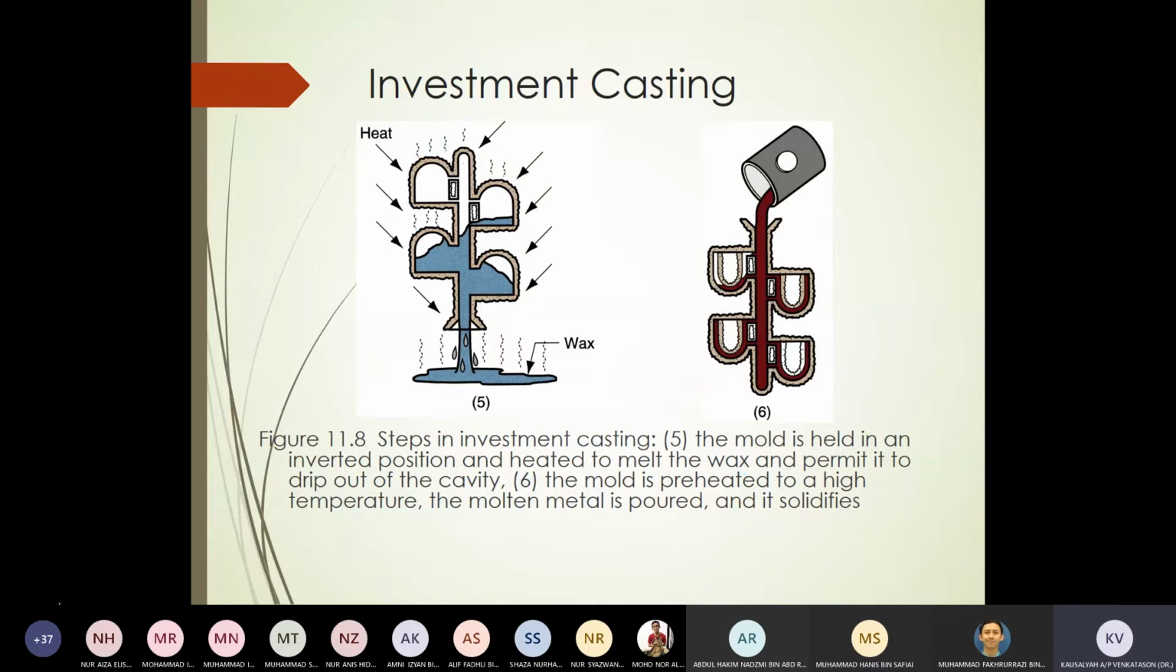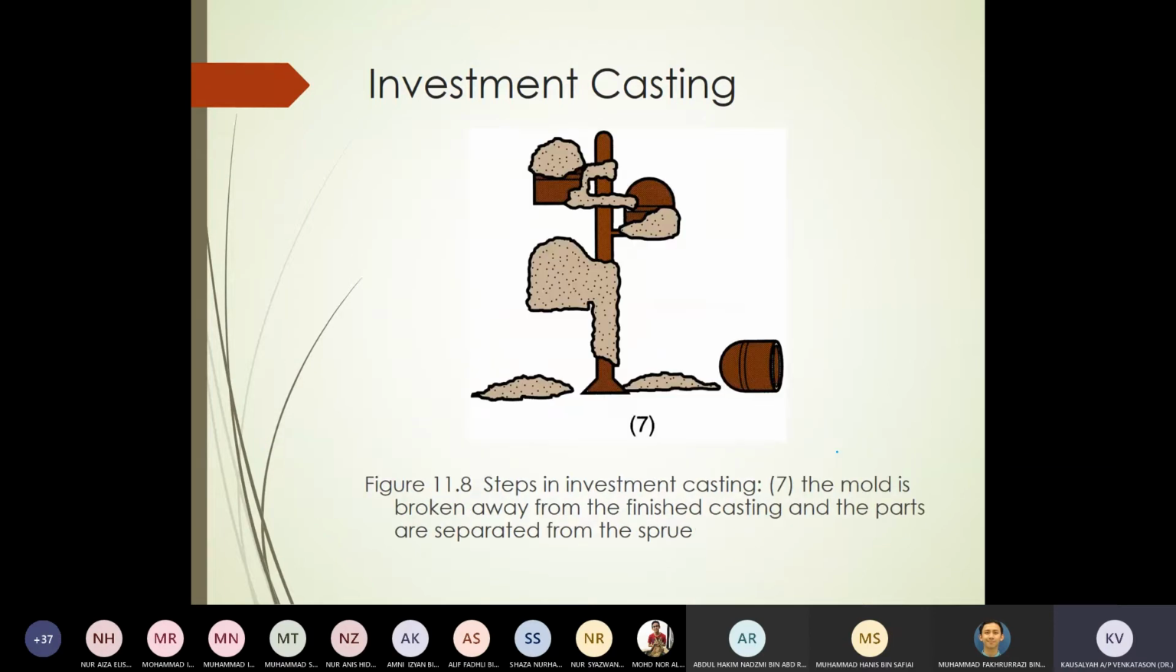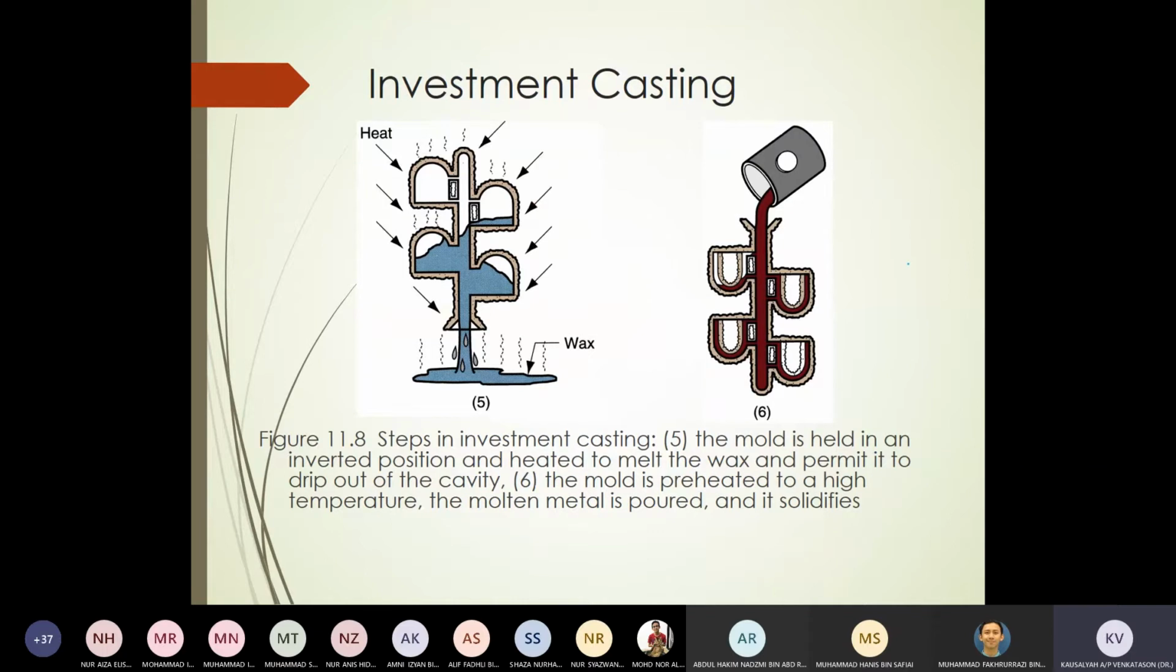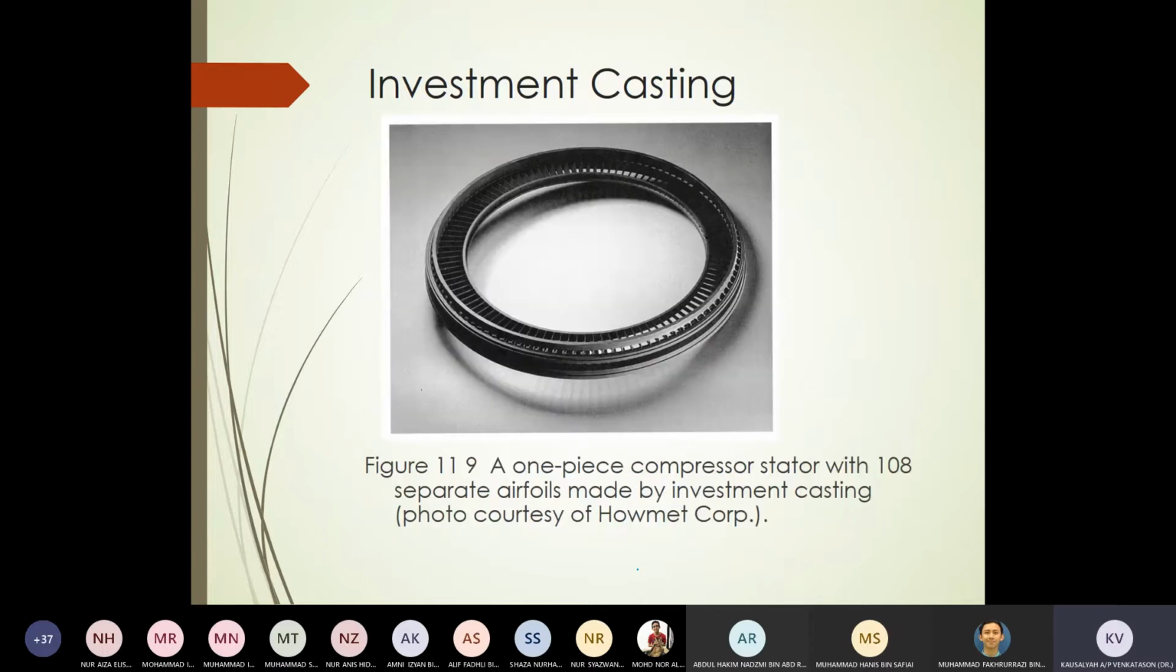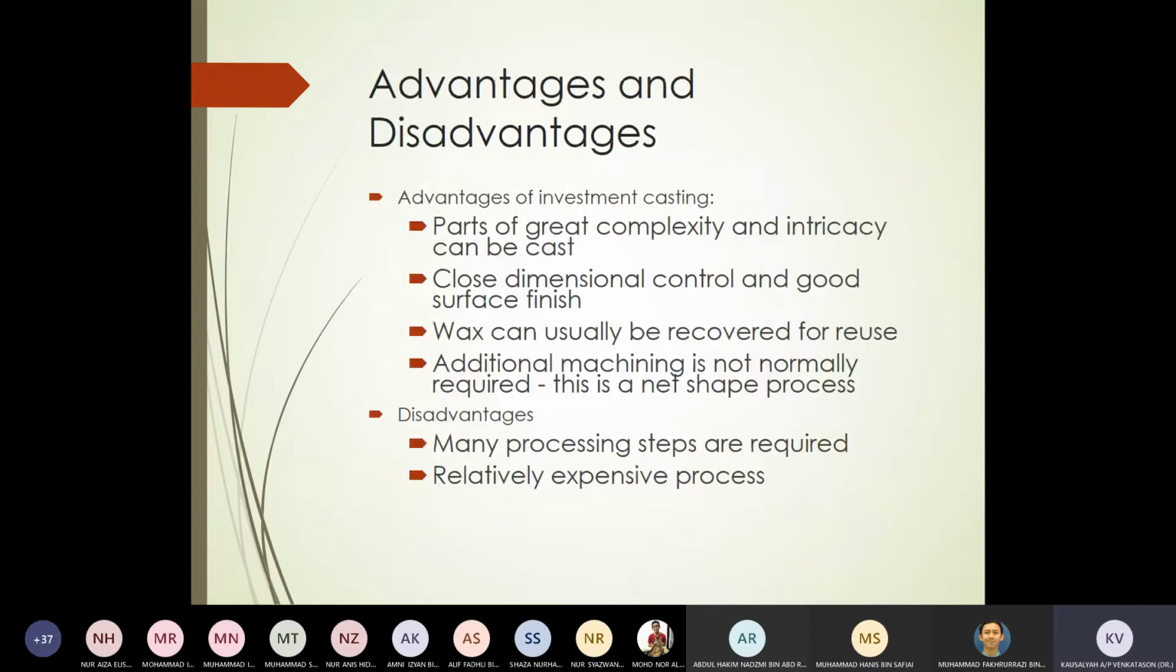So once that happens, the molten metal is preheated and poured into the mold, and we wait for it to solidify. Once it solidifies, the mold is broken away from the finished casting and parts are separated from the sprue. So these are examples of parts.